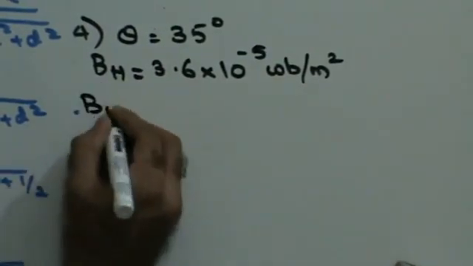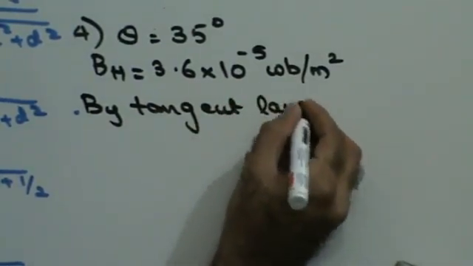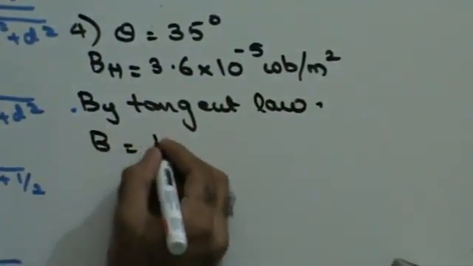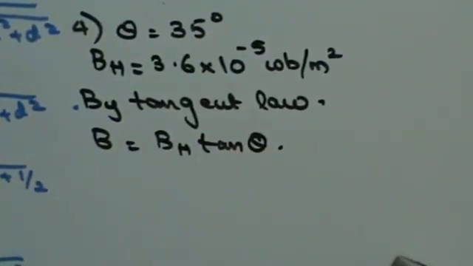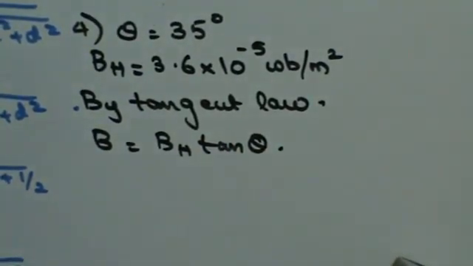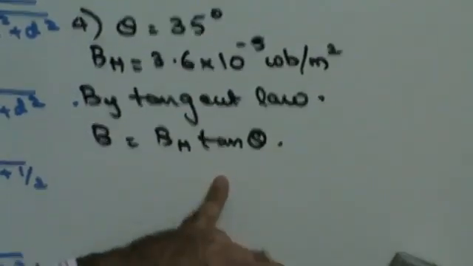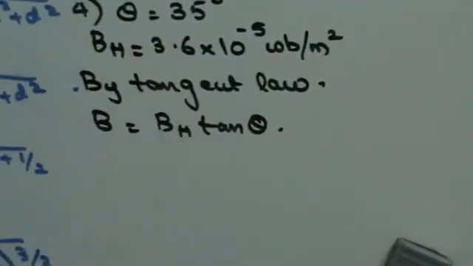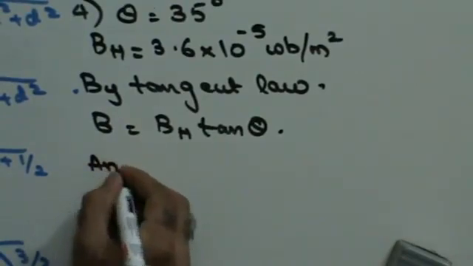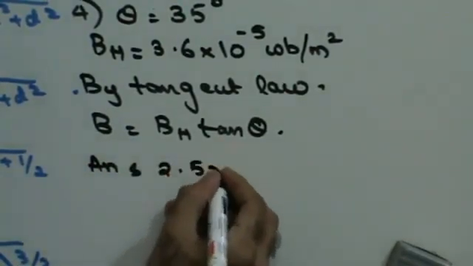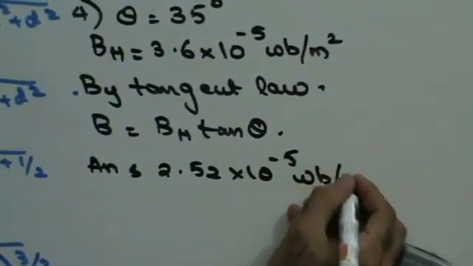Right, I can straight away use the tangent law here, guys. By tangent law B is equal to BH tan theta, because the horizontal component and the Earth's magnetic field are going to be at right angles to each other. That is the reason why I am applying tangent law. BH is given to you, theta is given to you. You can solve the sum and get the answer. The answer for this sum should be 2.52 into 10 raised to minus 5 Webers per meter square.